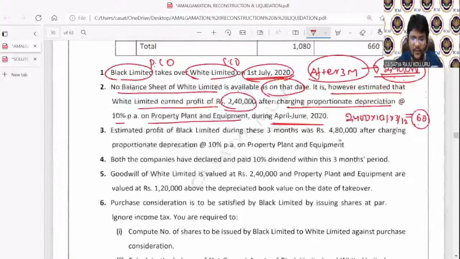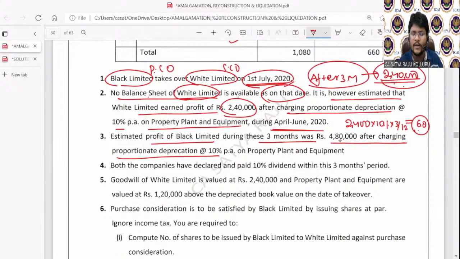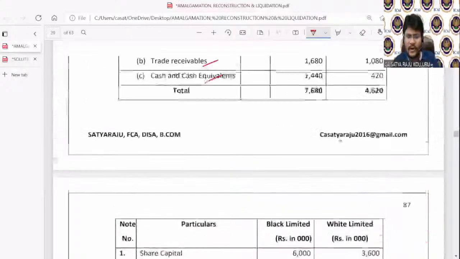Next, what is the next information? Estimated profit of Black Limited during these 3 months. Earlier he talked about White Limited, now he is telling about Black Limited. The estimated profit of Black Limited during these 3 months was 4,80,000 after charging proportionate depreciation of 10% per annum on plant and machinery. Here, what is the amount of depreciation? Let us have a look.